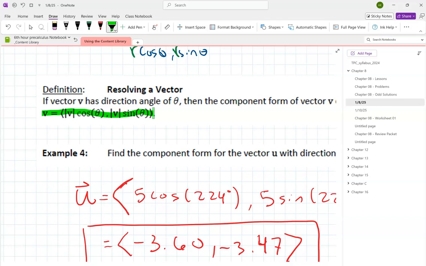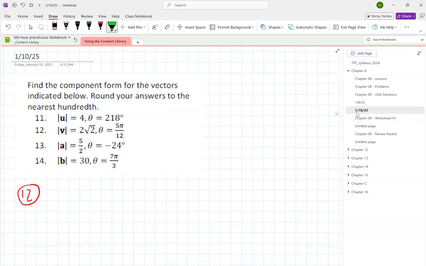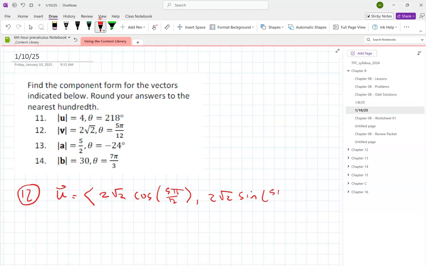So the magnitude times cosine, comma, magnitude times sine. So we'll say u is going to be 4 times cosine, 2 root 2 times cosine of 5 pi over 12, comma, 2 root 2 sine 5 pi over 12. So far, so good.